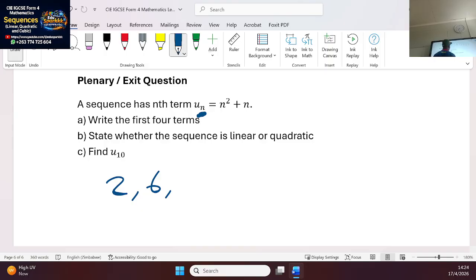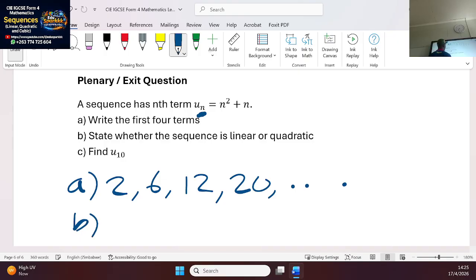Then we are moving to the next one, 3. 3 squared plus 3. So it will be 9 plus 3, that's 12. Then we are interested in the fourth one. Fourth one is going to be 4 squared, that's 16 plus 4. That will be 20. And then the pattern will continue like that. So this was the solution to A.